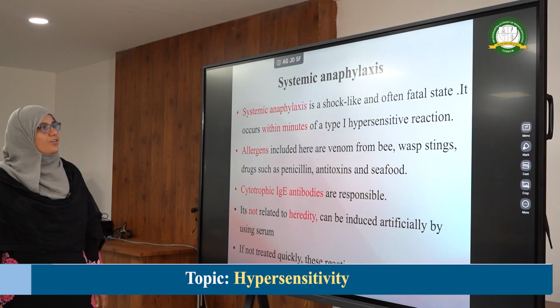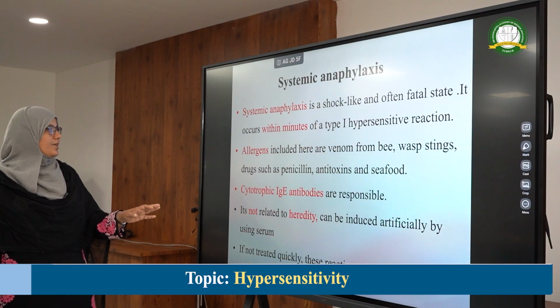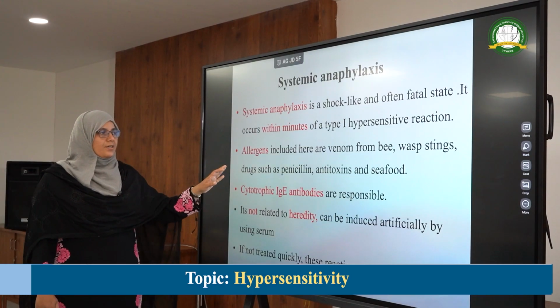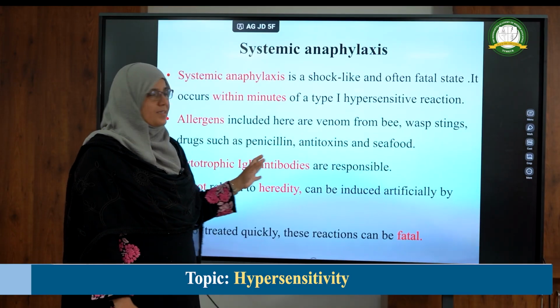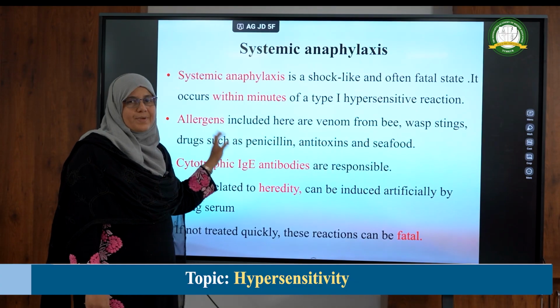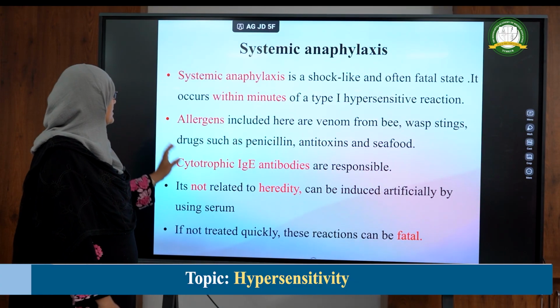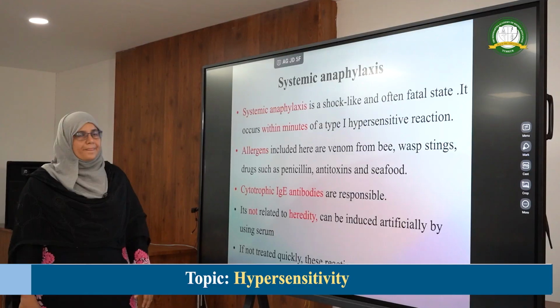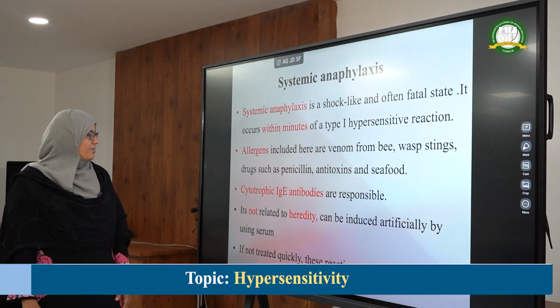It's a shock-like and often fatal state. It occurs within minutes of a type 1 hypersensitivity reaction. Allergens included here are venom from bee. The examples are insect bite, snake bite, drugs such as penicillin, antitoxins, and ingestion of seafoods, which can cause this systemic anaphylactic reaction. The case scenario, the first slide which I had put, was an example of this.